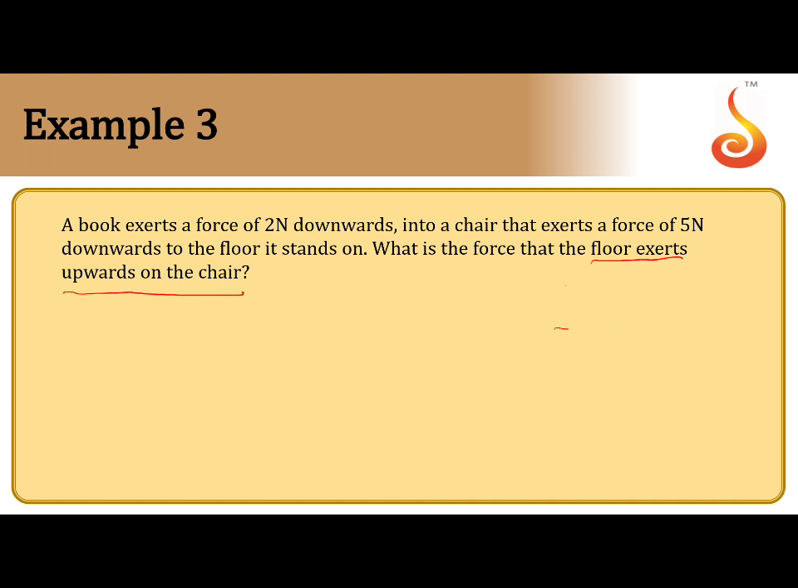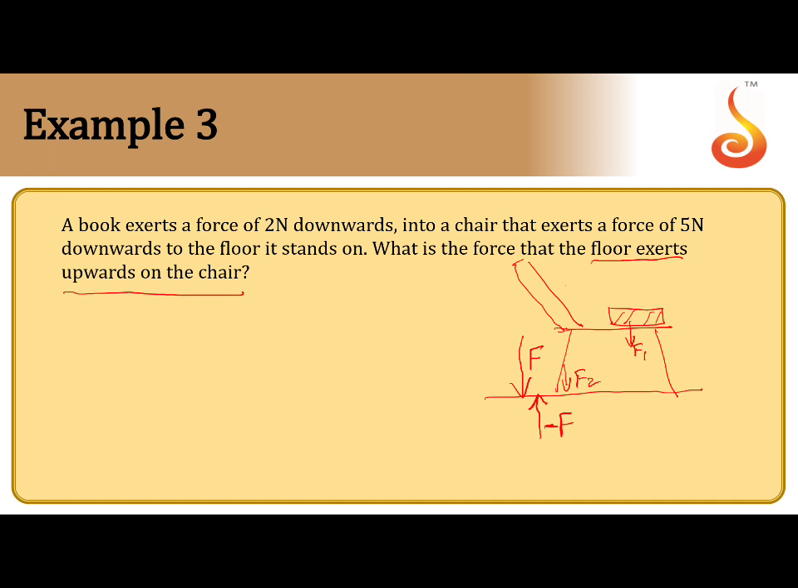So in the problem, we have a chair. On the chair, you have a book. The book is exerting a force F1 on the chair. Chair is exerting a force F2 on the floor. So both these forces together are acting on the ground. The floor will give a reaction which is equal in magnitude but opposite in direction to this.